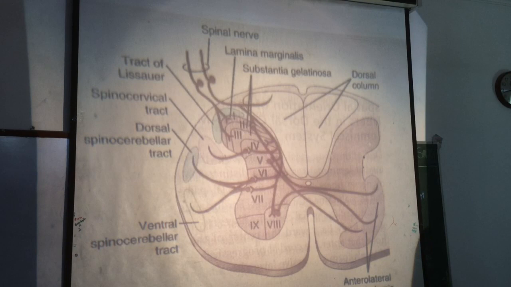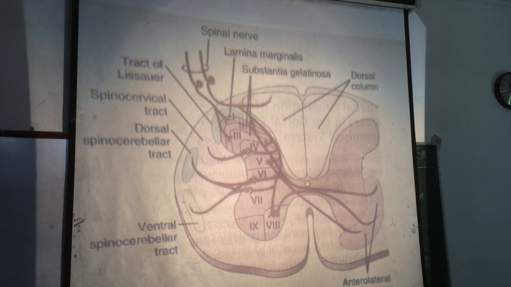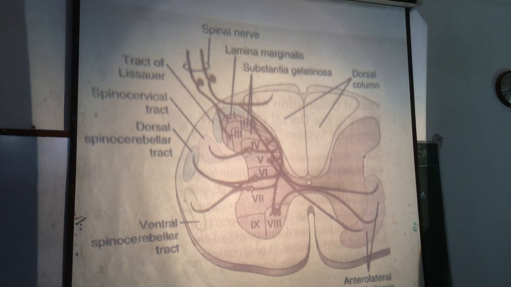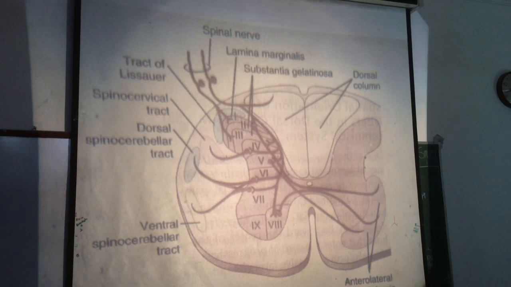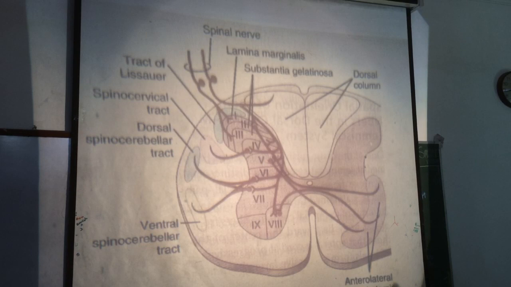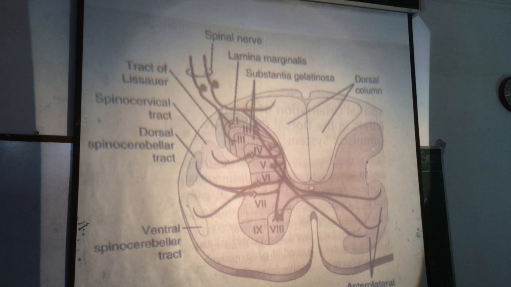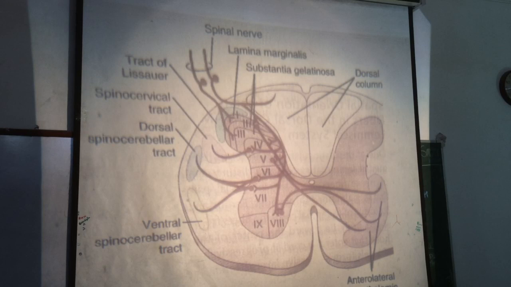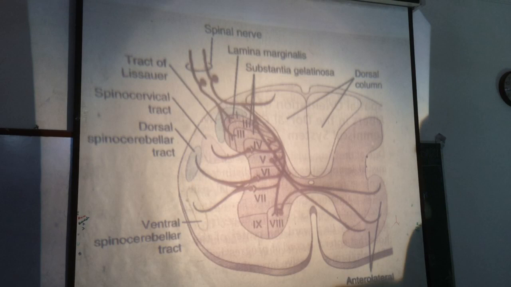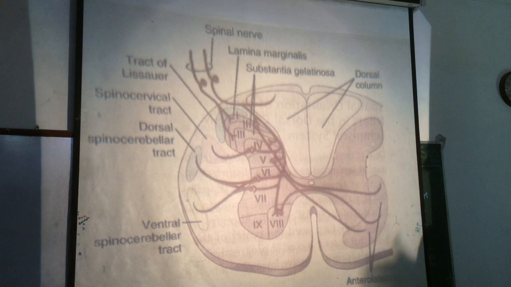The tract is formed in the lower part of the spinal cord. As the tract ascends, fibers from the upper parts are added medially. You understand? So lateral will be fibers from the lower parts, and medial will be fibers from the upper parts. Keep in mind, in the ventral spinothalamic tract, fibers from the lower parts of the body are lateral, while fibers from the upper parts are medial.